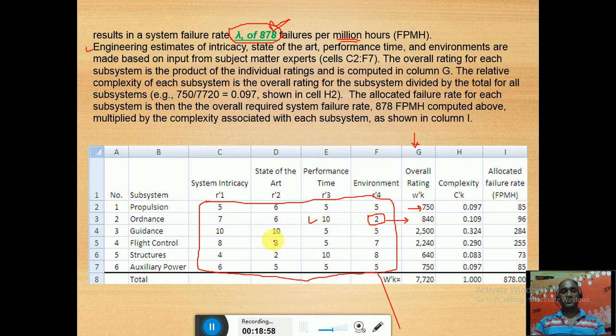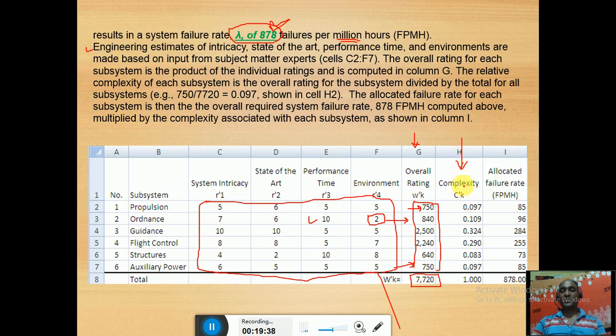For ordnance, for guidance, for flight control, for structures, for auxiliary power you will get the values. So we have now got the overall ratings. The next step is to find the addition of all these. You will get capital W dash K. Individually it is called small W dash K, and the total is capital W dash K. This is the total weightage, and these are individual weightages. Then we can find this column, that is complexity C dash K.